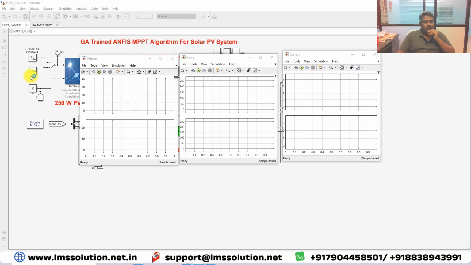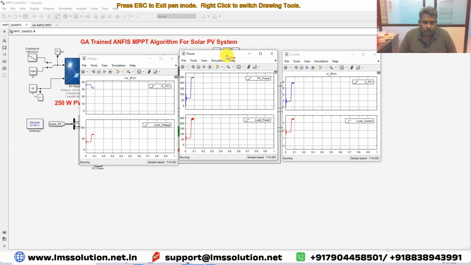The test condition is 1000 watts per meter square at 25 degrees. The panel maximum power is around 250 watts, so the GA trained ANFIS MPPT should extract the maximum power of around 250 watts. So we will check the response of the system. Here you can see that the maximum power is near 250 watts. The GA ANFIS MPPT extracts the maximum power from the PV panel. Every 0.3 seconds, the load is changed in the system.